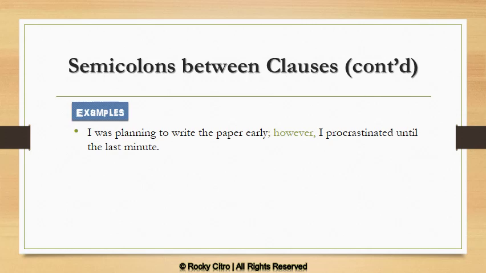Oftentimes you will see this happen when you're joining two sentences with a transition word, such as however, therefore, or an adverb like consequently or subsequently. So here's an example. I was planning to write the paper early; however, I procrastinated until the last minute. Yes, you could replace this semicolon with a period and capitalize however, and that would also be perfectly acceptable.